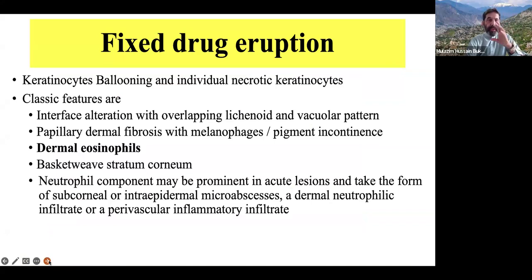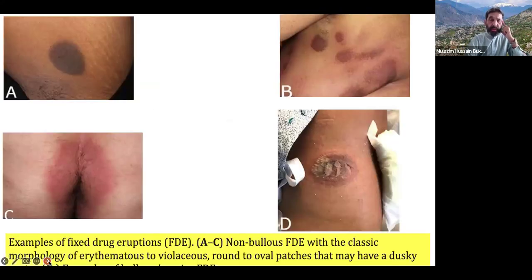When you diagnose a fixed drug reaction, keratinocyte ballooning and individual necrotic keratinocytes are present. Classical interface changes may or may not be present, but in this case dermoepidermal eosinophils are present, while the orthokeratotic stratum corneum becomes basket-wavy, and there are neutrophils. These are some additional histopathology findings which are not usually seen in lichen planus. This is the picture of this one, A, B, C, D.